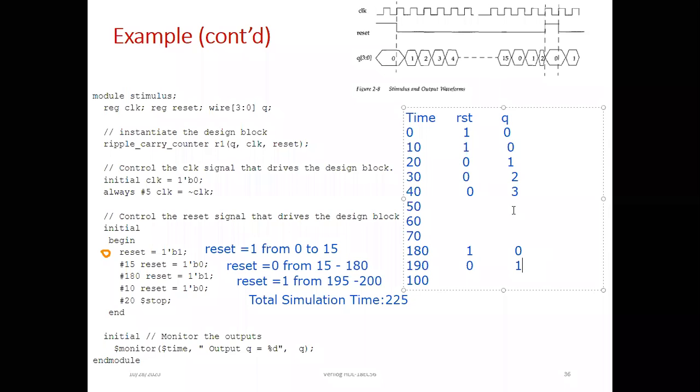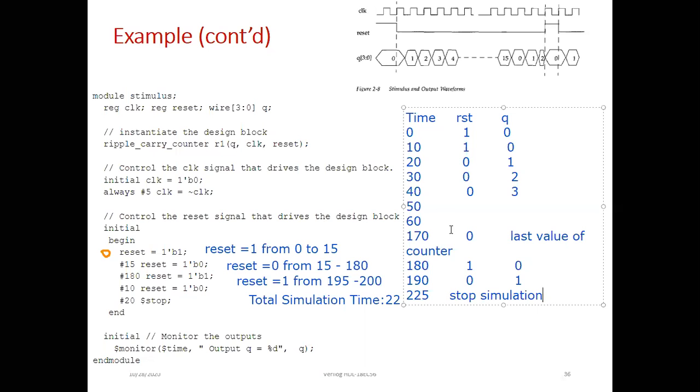So your counter will count up to where actually? Up to 170, the counter will count. Till here, the last value of the counter is just lying there. It can be any value. After that, it will come like this. Then at the time of 225, stop simulation. This is what normally happens.